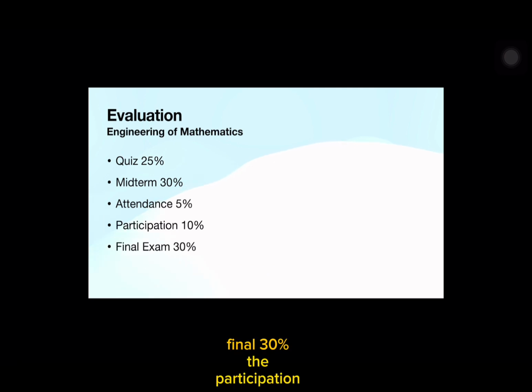So final 30%. The participation, this will include all the, usually I will have, like in calculus class, a post test, but not in every class. So maybe in a week, maybe just one time. But sometimes there will be 2 times, because we have 2 classes, right? But usually we will have only one post test. Okay, that's the evaluation part.